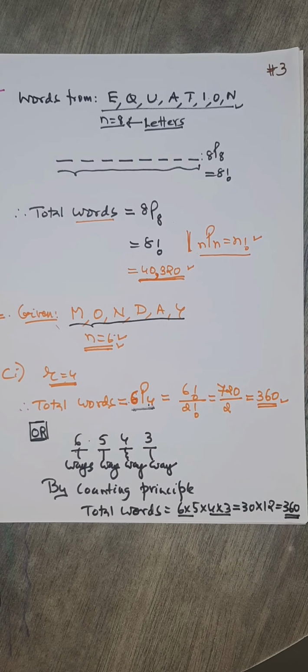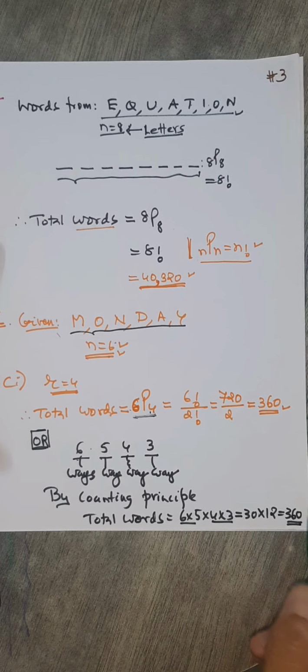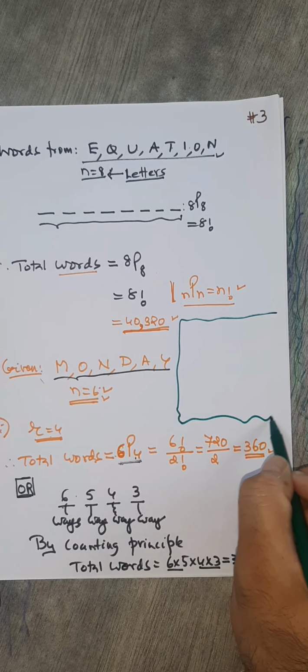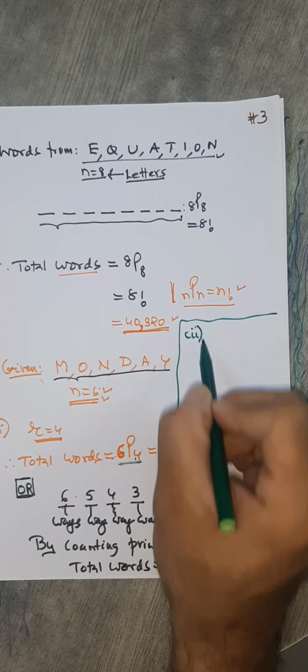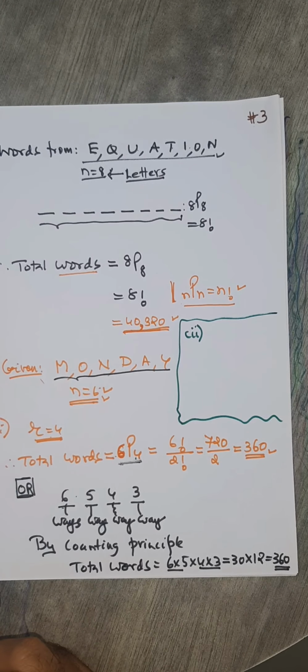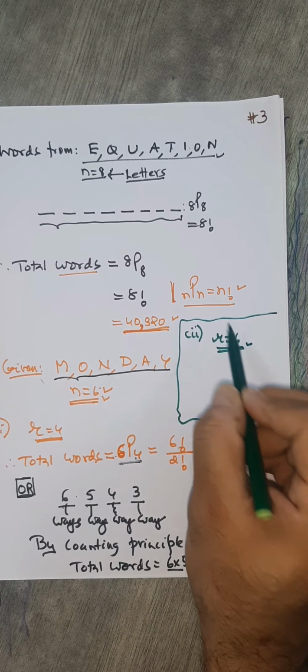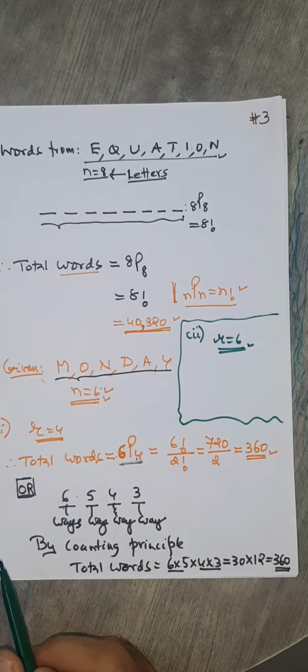Okay. Now here there are 3 sub questions. We go to second sub question. Second sub question is too trivial. Read the second sub question. What's the second sub question? All letters are used at a time. So r equals 6. Sab saath mein lena hai. It's like previous question, 8th question.